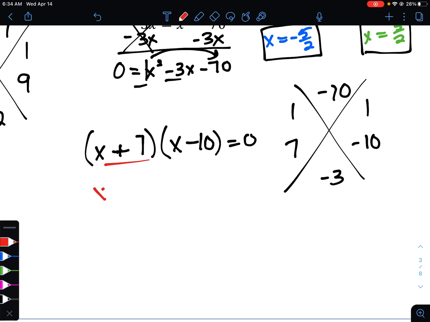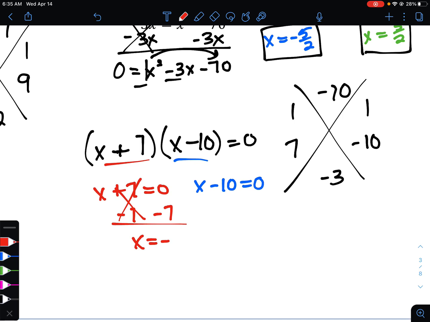All right, so setting x plus 7 equal to 0 first, and then x minus 10 equal to 0 second. And then we'll go ahead and solve with each of our equations. So for the first one, subtract 7 from both sides, and x is going to be equal to negative 7. For the second, add 10 to both sides, and we'll get that x is equal to positive 10.